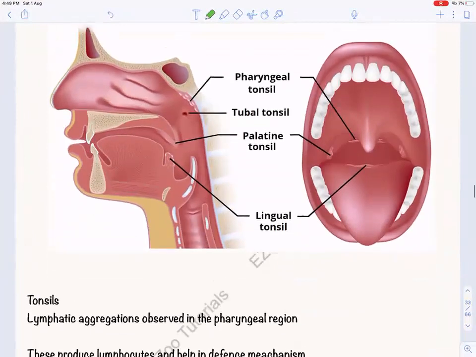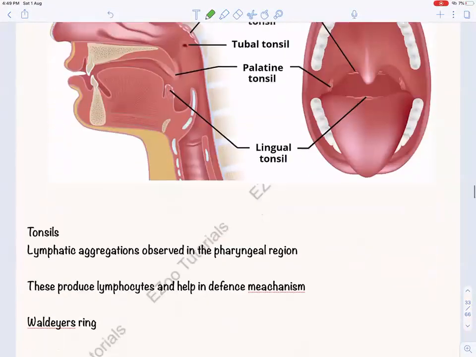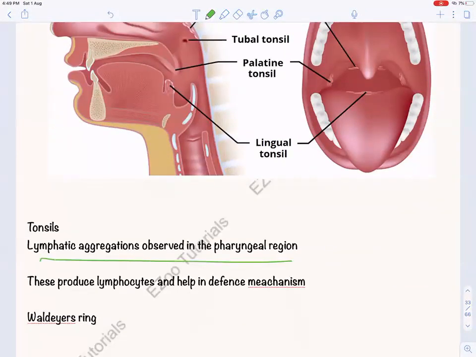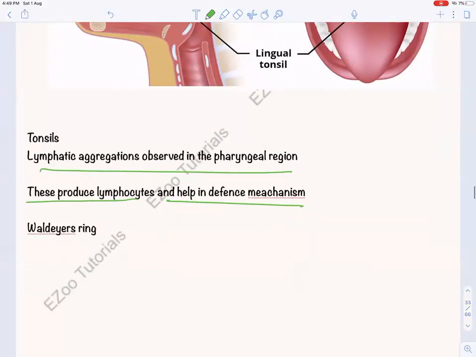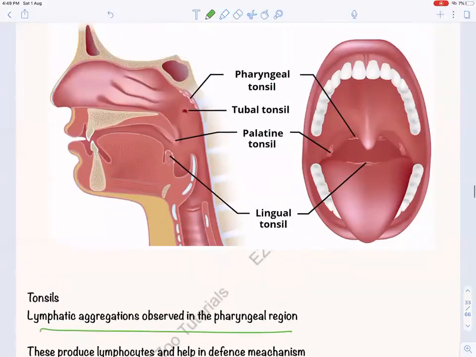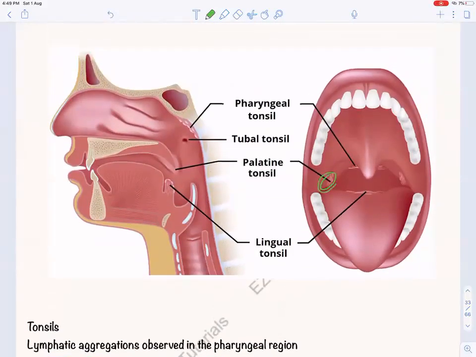So these are the tonsils that we did. These are the lymphatic aggregations observed in the pharyngeal region. These produce lymphocytes and help in the defense mechanism. Then we did the Waldeyer ring. So these are the palatine tonsils that I drew. This is the lingual tonsil. This is the pharyngeal tonsil. The pharyngeal tonsil is what? Adenoid.